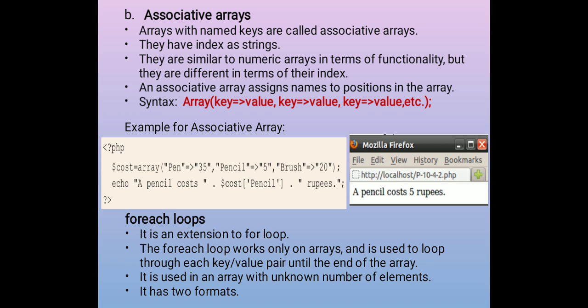And the next topic is the foreach loop. The foreach loop is an extension to the for loop. It is used when we have an array with an unknown number of elements. Sometimes there are arrays with an unknown number of elements. In such a situation, we use the foreach loop. It iterates through each key or value pair until the end of the array, and the foreach loop works only on arrays, and it has two formats.